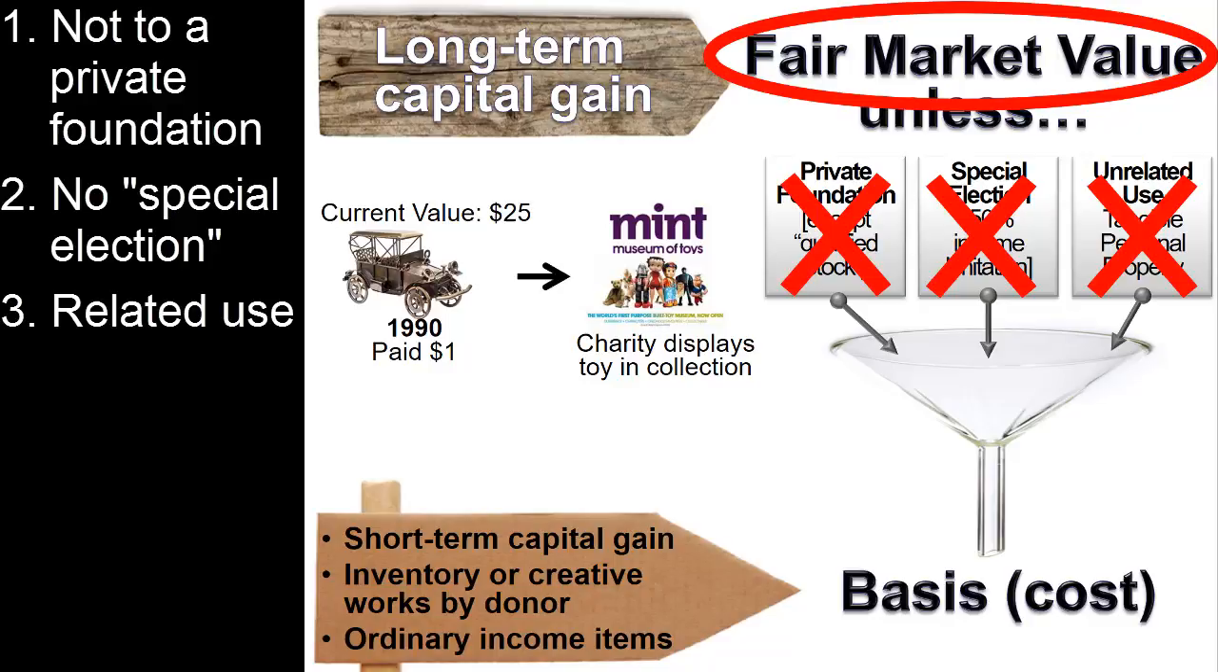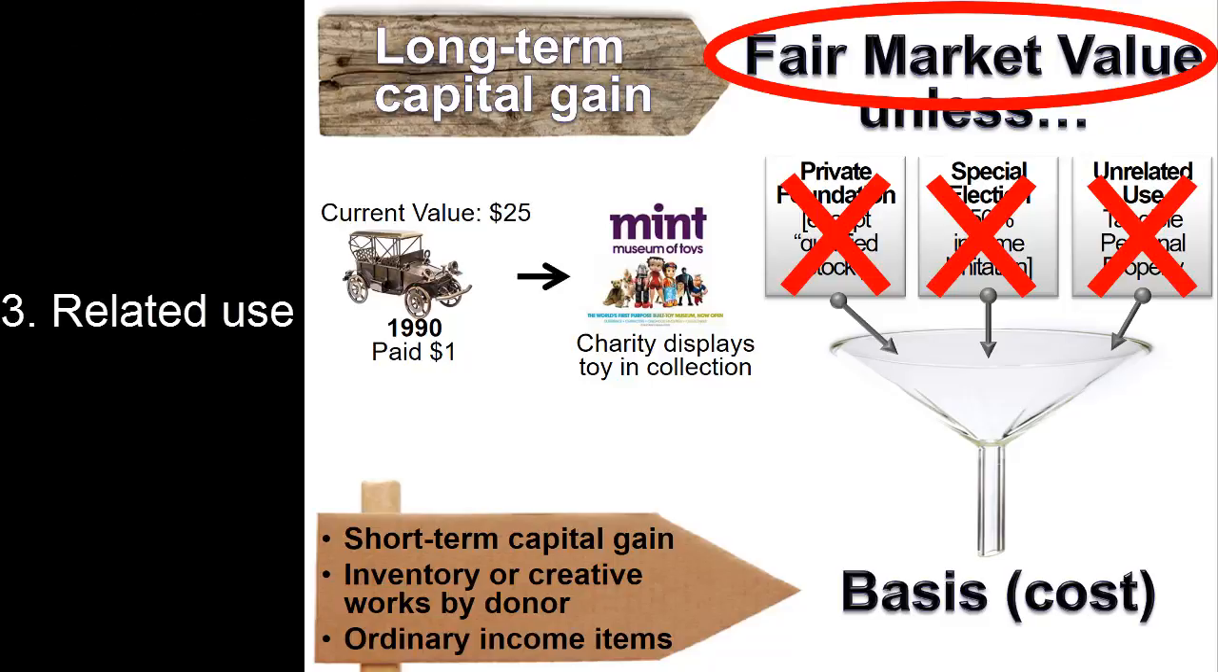Because none of the exceptions apply, the donor is allowed to deduct the full fair market value of the property donated to the charity. In this case, it is important that the charity intended to use the item in its charitable operations by displaying the toy in its collection. How can the IRS prevent abuse of this rule by charities that might say they, quote, intend to use the gifts of property, but then simply sell the gifted property?